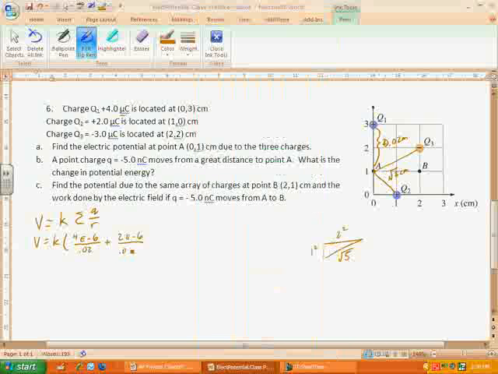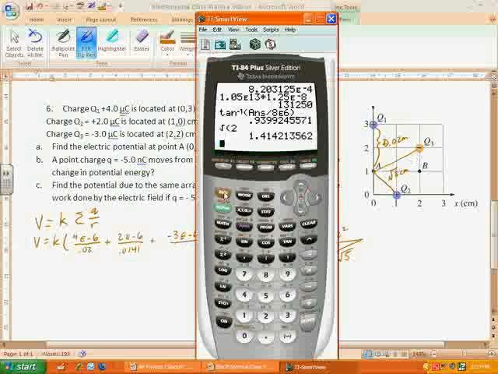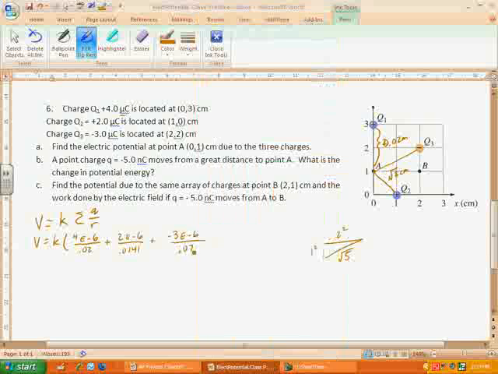0.0141, and then again plus, now Q3 is negative, so we're going to put a negative 3e to the negative 6 there, and divide it by its distance, which is square root of 5. Square root of 5 I don't happen to know off the top of my head, so 2.24. So 0.0224. And so then we'll just add all those together and see what voltage we get.